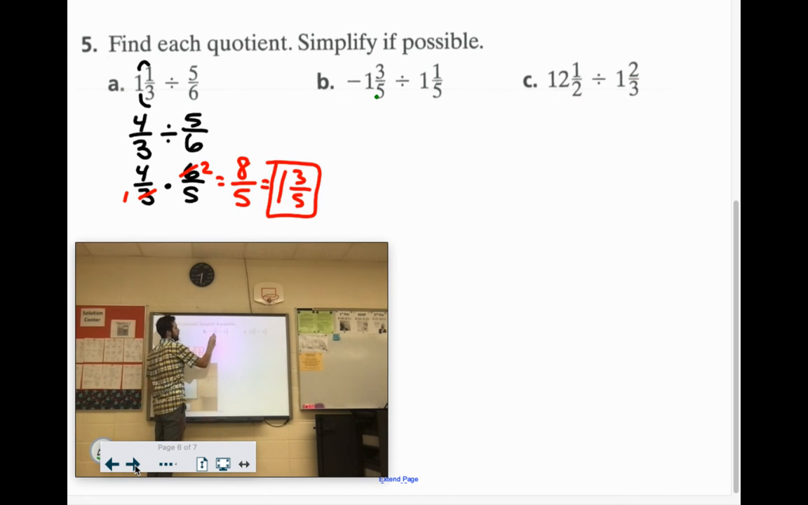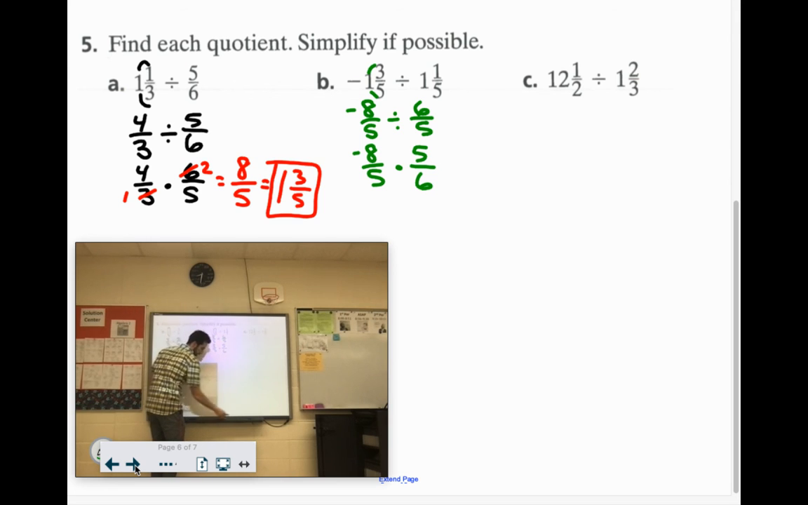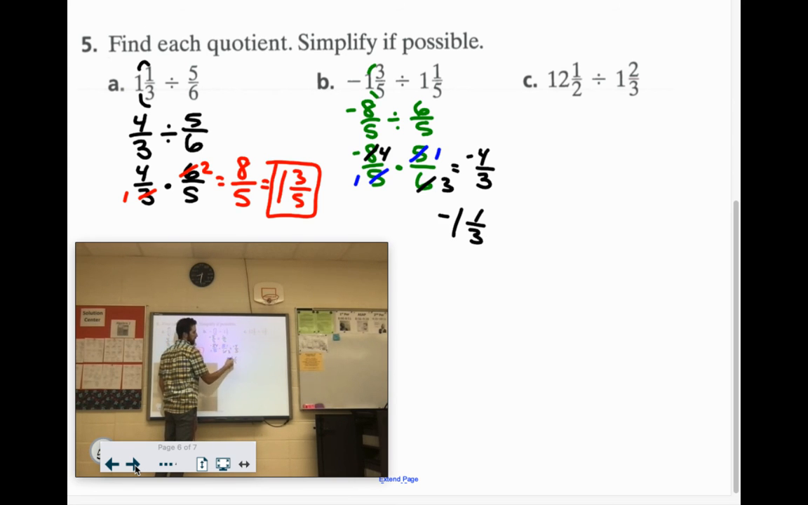Okay, 5 times 1 is 5, plus 3 is 8, so -8/5 divided by 5 times 1 is 5, plus 1 is 6. Keep it, change it, flip it. 5 and 5, shoo, shoo. 6 and 8 are both even. 3, 4. So we end up with negative 4/3, which is negative 1 1/3.